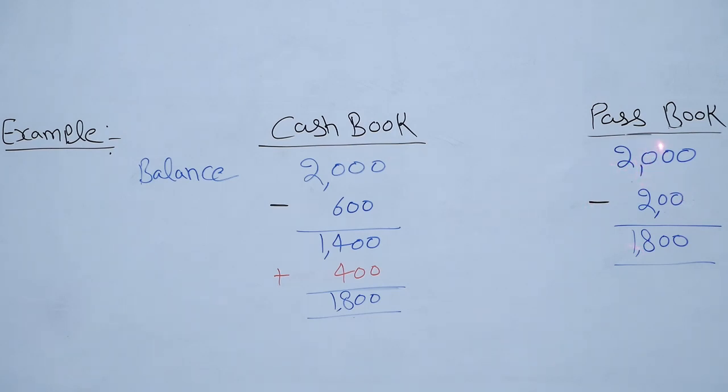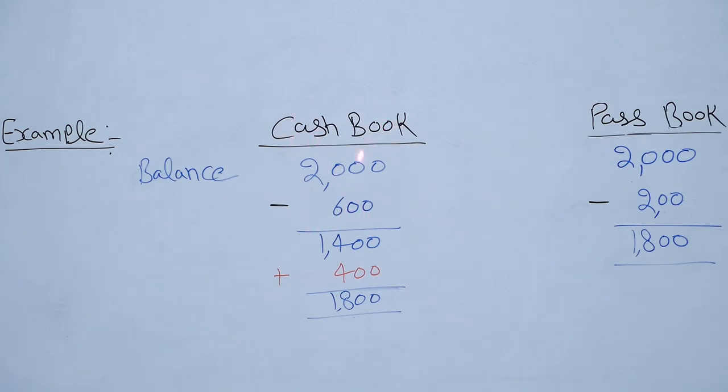It means mistake done by bank. Bank wrote 400 rupees less in the passbook. Suppose payment was 600 rupees. Instead of 600, bank has written only 200 rupees. It means 400 rupees is less written. But here in the cash book, we have written 600 rupees in full.